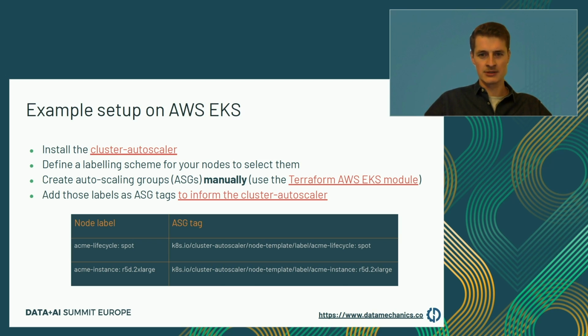Then, to make the labeling scheme work for node pools that scale down to 0, you'll need to manage node pools manually as autoscaling groups and add autoscaling group tags matching your node labels. This is shown below. This way, the cluster autoscaler knows from the tags on the right that when a node from a given autoscaling group is launched, it will have the node labels on the left.